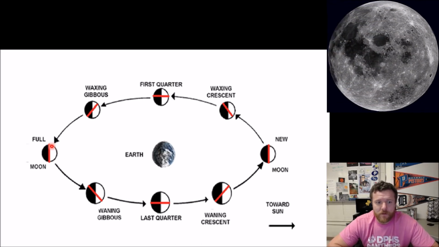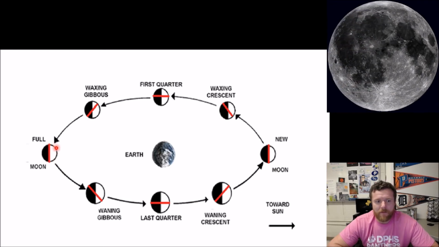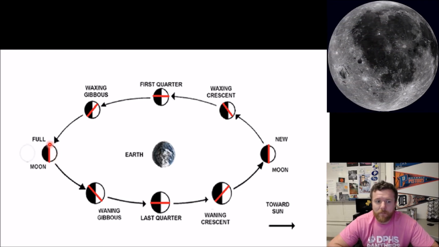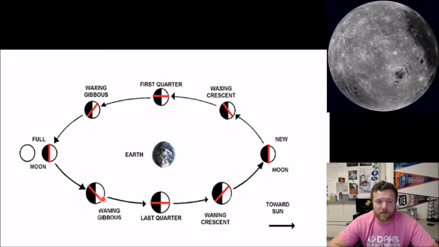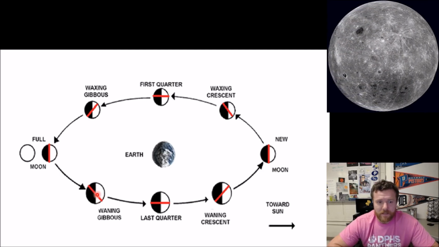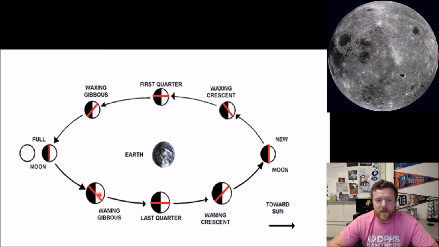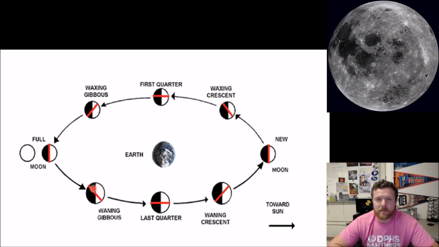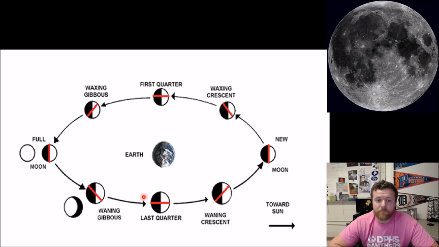So if the moon is right here, we are looking at half of the moon, and that half of the moon happens to be all the way lit up, we're going to call that a full moon. If we are looking at this moon here, in this place in its orbit, we see the half that's facing us. Most of that is lit up, and a little bit is not. We're going to call that, getting smaller, a waning gibbous.